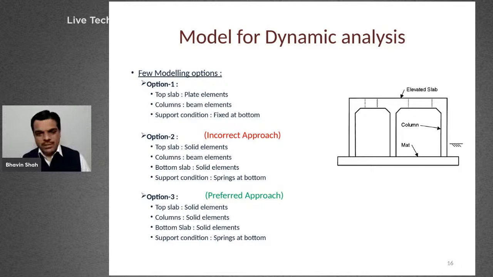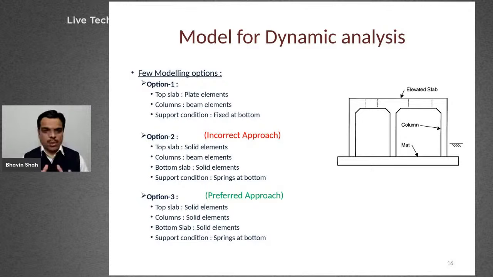Let us see option number 3. In option number 3, the top slab is modeled using solid elements, columns are modeled using solid elements, and the bottom slab is again modeled using solid elements, and the support condition is springs at the bottom. According to me, option number 3 is the preferred approach. Firstly, the problem of incompatibility will be removed, because we are now using a single type of element throughout the structure.